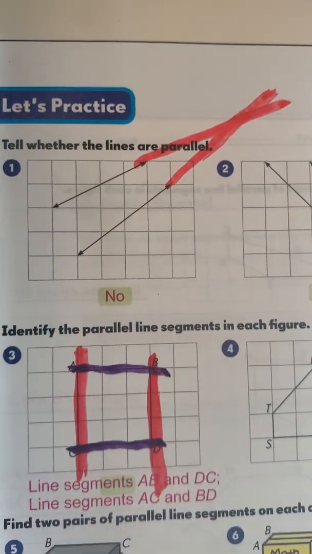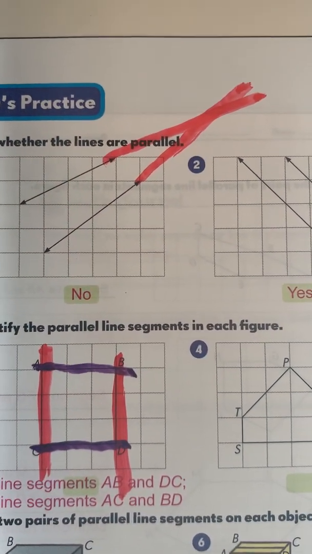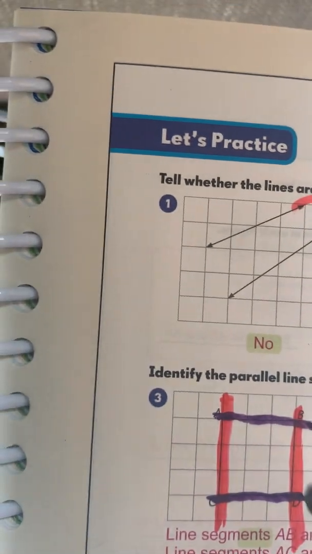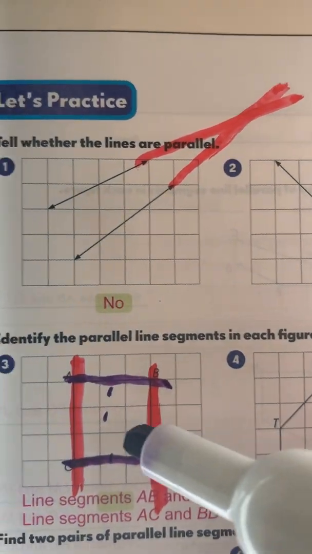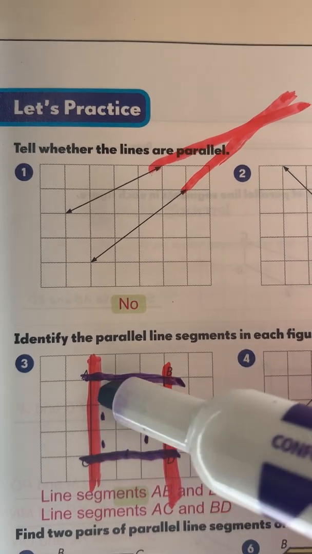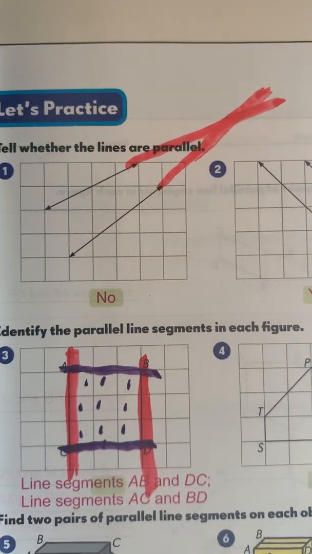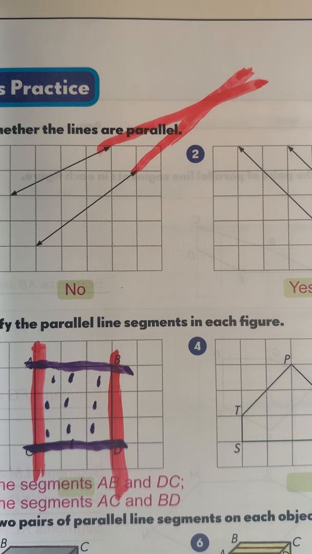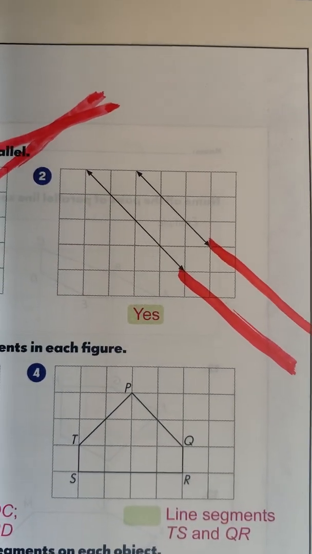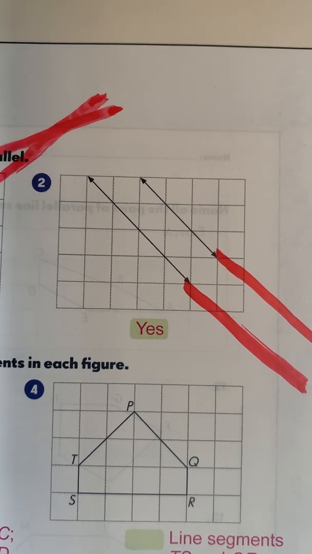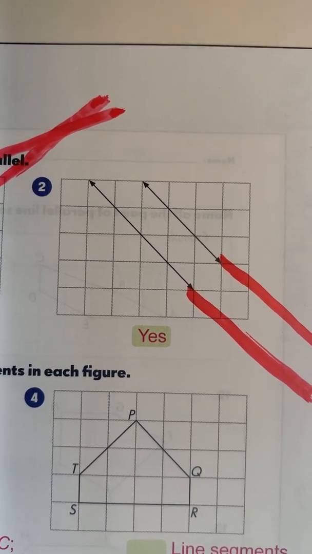It doesn't matter. And I can also see that between my purple lines, I have 3 square units. 1, 2, 3, in between my lines the entire time. So that shows me that they are parallel. We're going to be looking for the same thing on figure 4. So we're going to identify the parallel line segment in each figure.